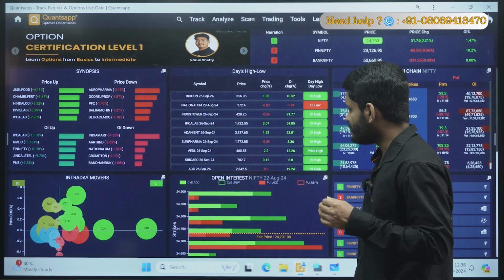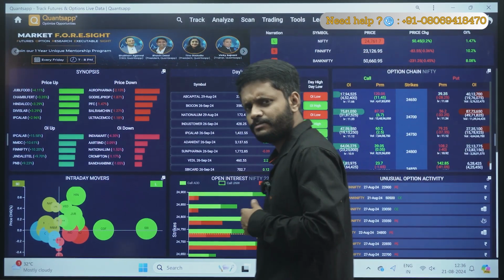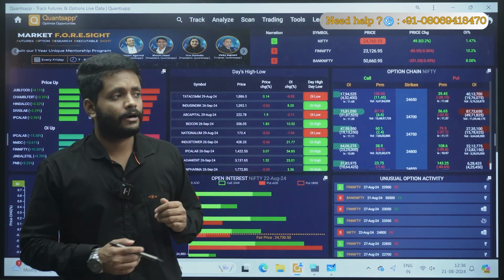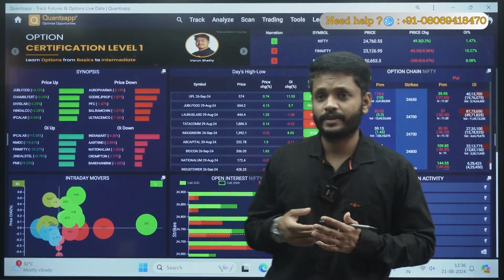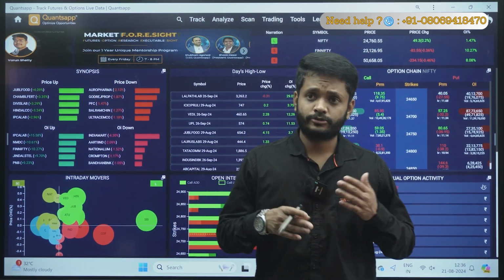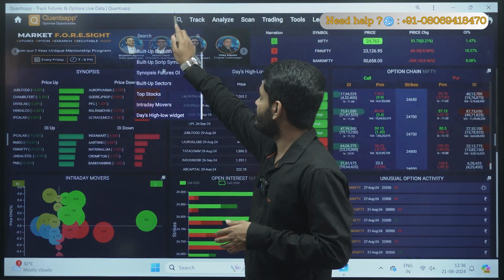So the challenge which everyone usually faces is there are approximately 187 FNO scripts. Tracking all the stocks in one go becomes very difficult, along with the support and resistance, and also the change in open interest, everything I cannot track.